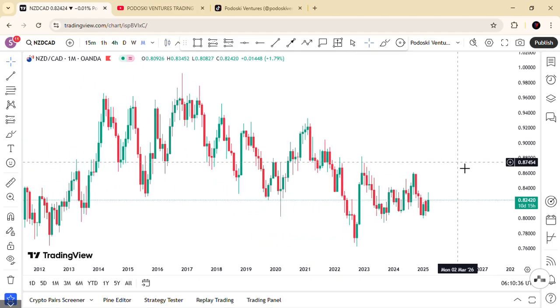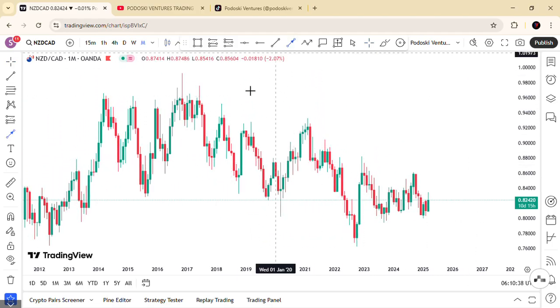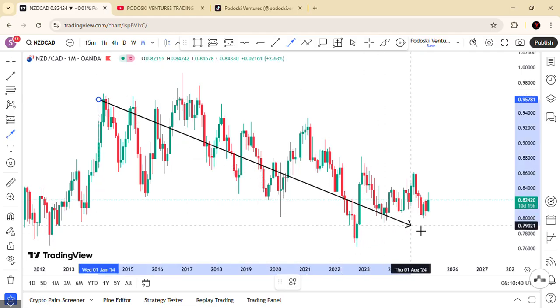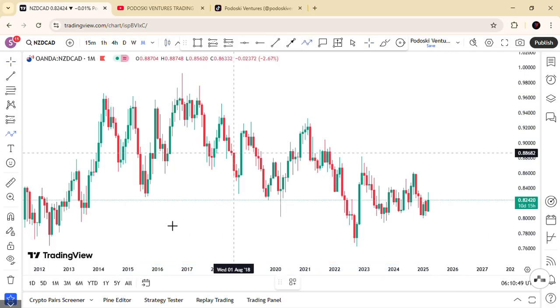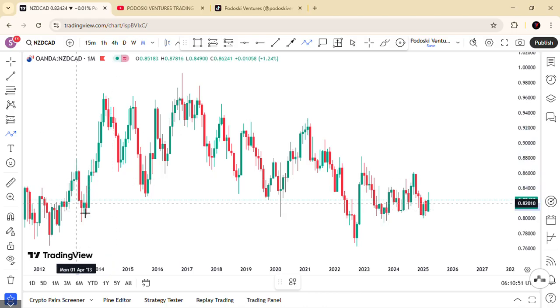If you look at the complete structure of NZDCAD, it is in a downtrend. Why is it in a downtrend? The market price is forming a series of higher highs.